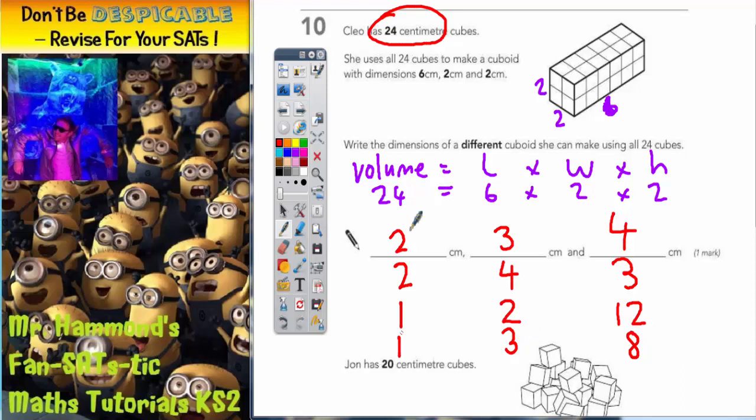You could even have one more. You could have 1, 1, and 24. 1 times 1 times 24 still gives you 24. Any of these measurements would be correct. Now let's scroll down and see what we've got to do for the second part of the question.